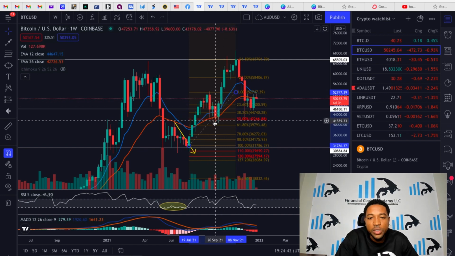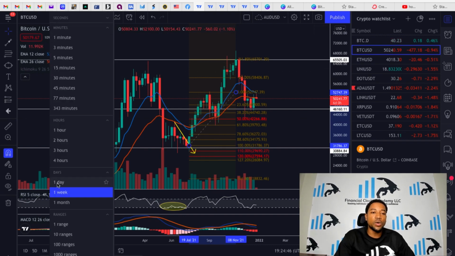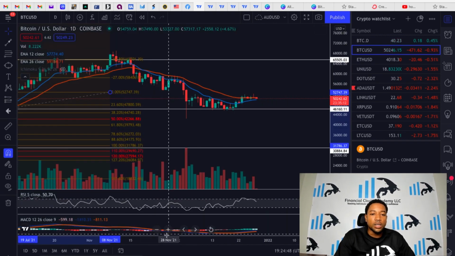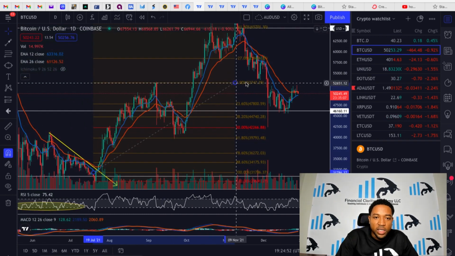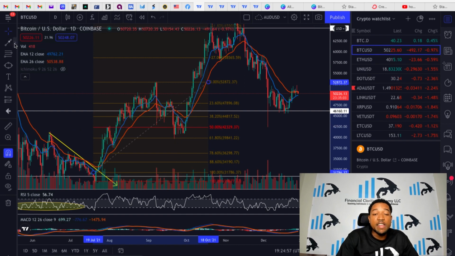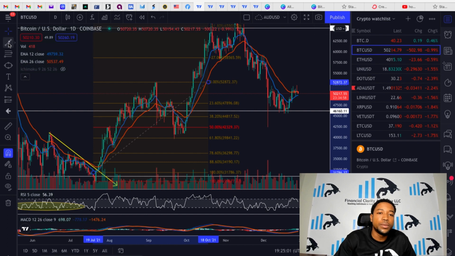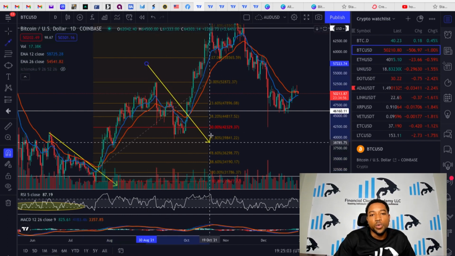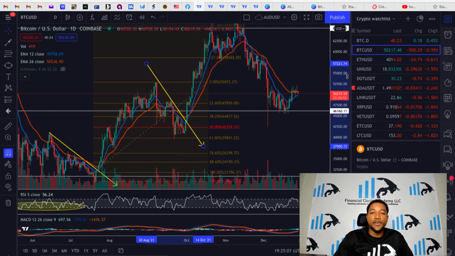That's where Bitcoin came to. These wicks show that the buyers rejected, very strong. If I go down to the daily and zoom in on this area, you can see it's literally right at the 50 and 61. Either you jump in as soon as you get to the 50 and 61, or you wait for a diagonal resistance to break, a more conservative entry, right?